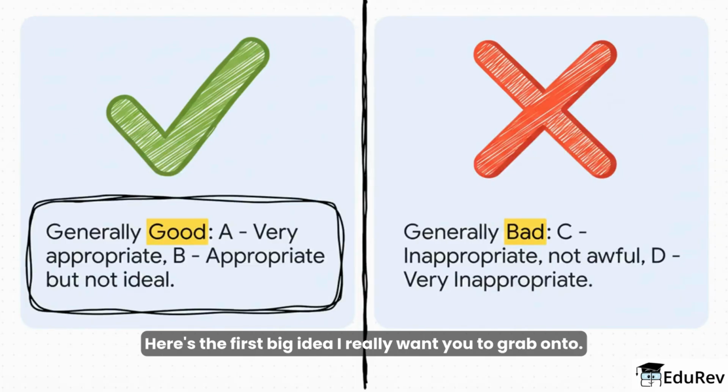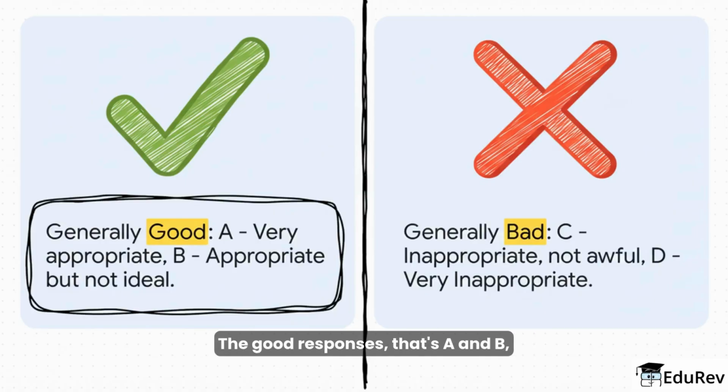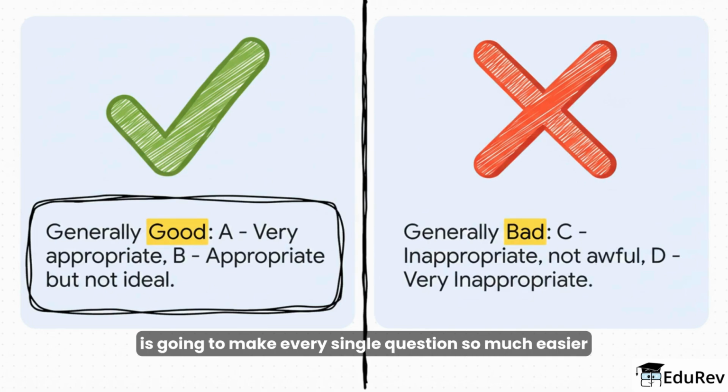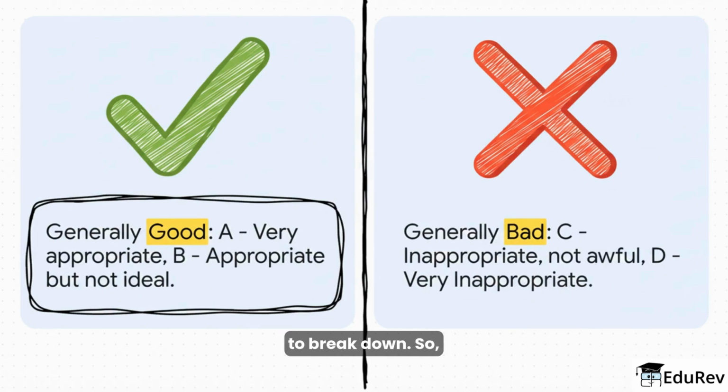Here's the first big idea I really want you to grab onto. Don't think of the SJT as having 4 totally separate options. Instead, I want you to think of it as 2 teams. The good responses, that's A and B, and the bad responses, that's C and D. Just this one mental shift is going to make every single question so much easier to break down.